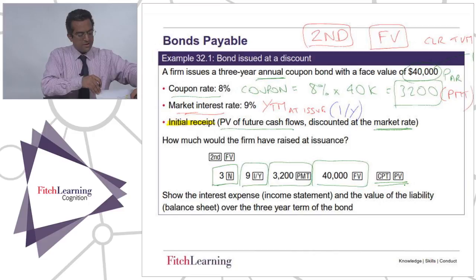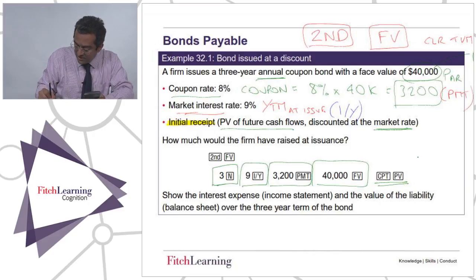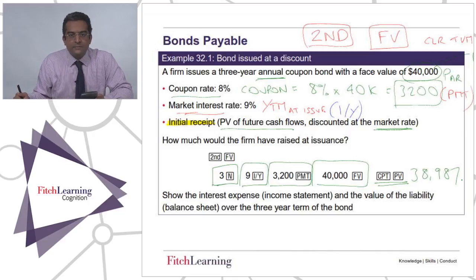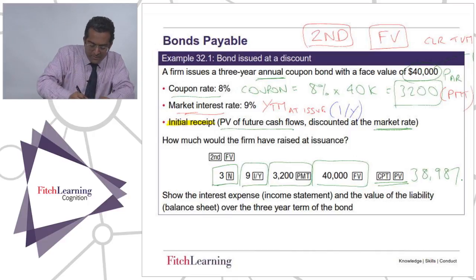Okay, so see what you got there, folks. You compare notes. I believe you're getting 38,987. Thereabouts. Yeah, we'll keep things simple here. Rounded answer.